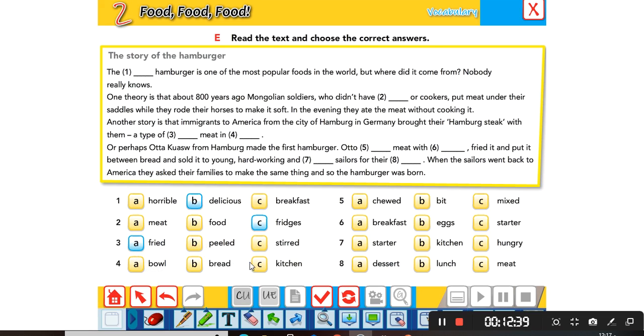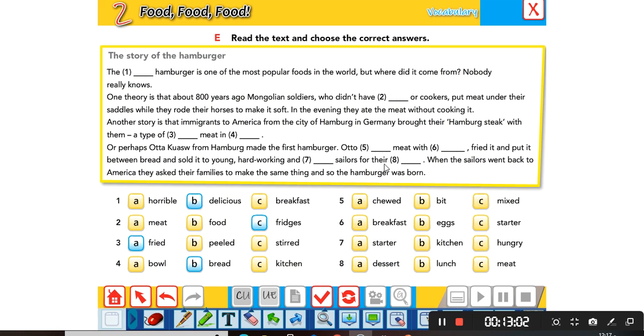Where do you eat the burger? It's usually in bread. Well done. Number 5, or perhaps Otto Kosau from Hamburg made the first hamburger. Otto space meat with space, fried it and put it between bread and sold it to young hardworking.